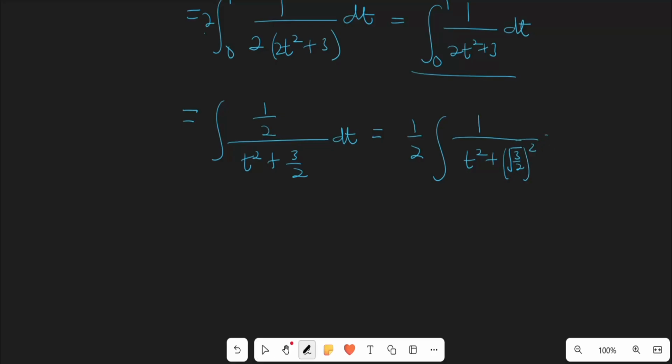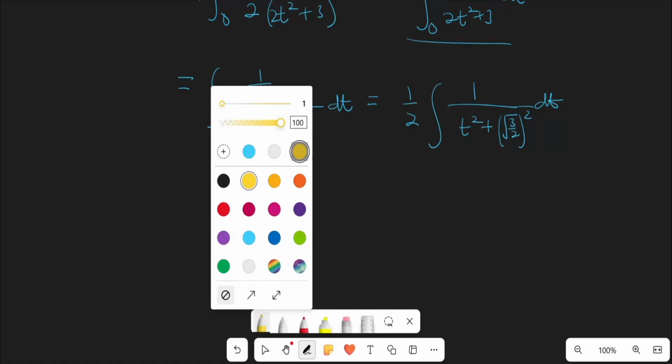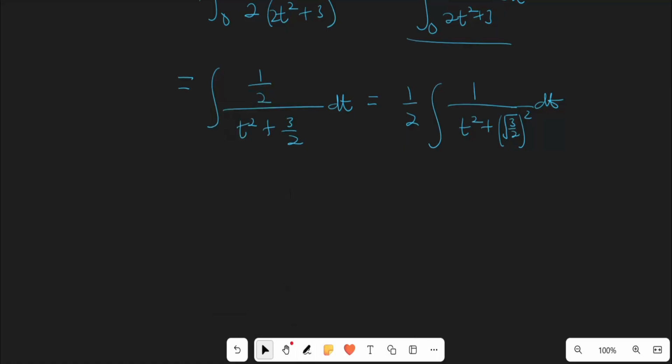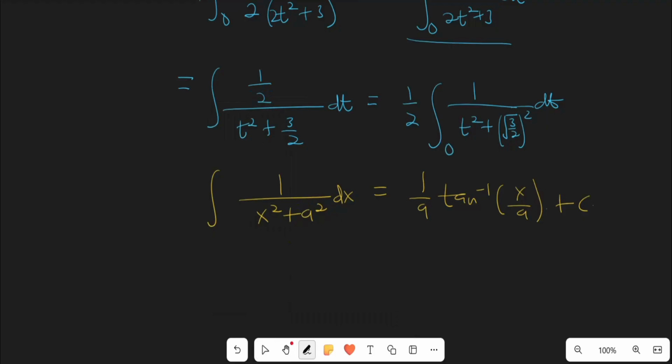When you have this, you can refresh your memory with tan. When you have the integral of 1 all over x squared plus a squared dx, that is going to be 1 over a, the arctan of x over a plus c. So our integral is from 0 to 1.